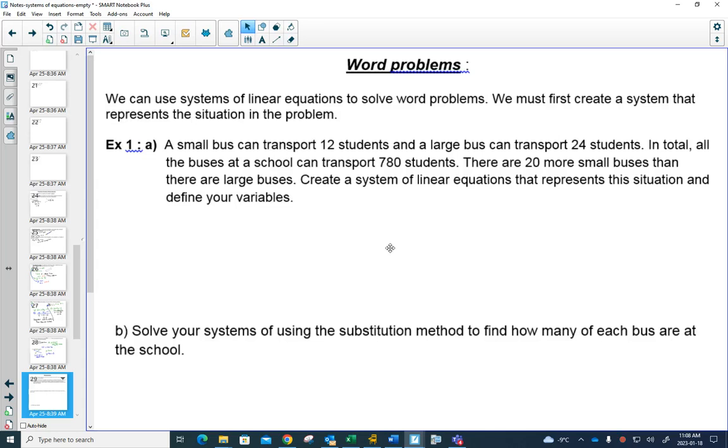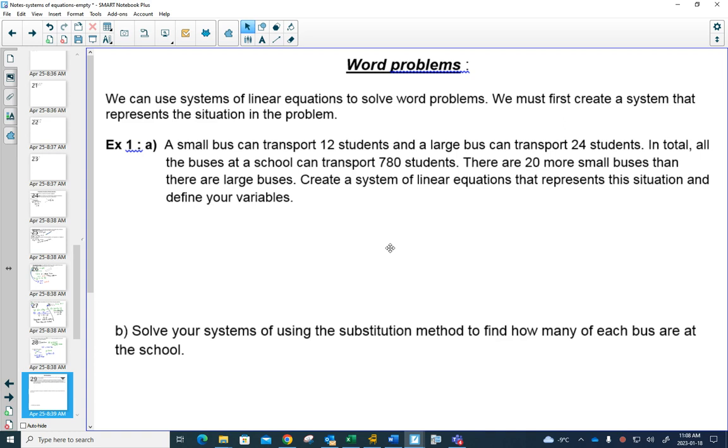Now, word problems. All the word problems will do is provide us with a situation in which we try to solve the question. You have your notes package. So here, this is what we're doing here.